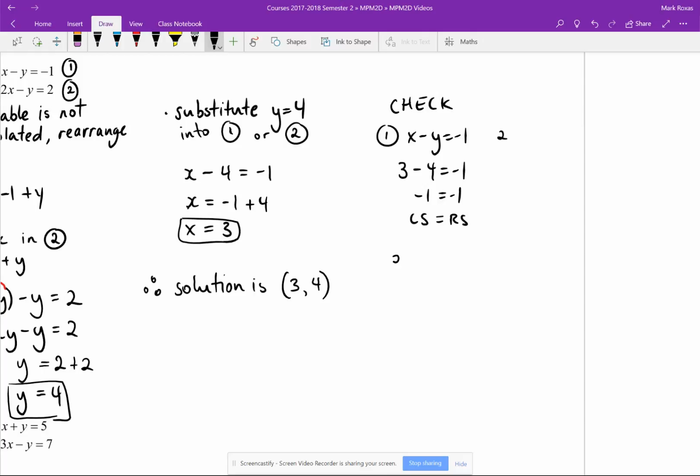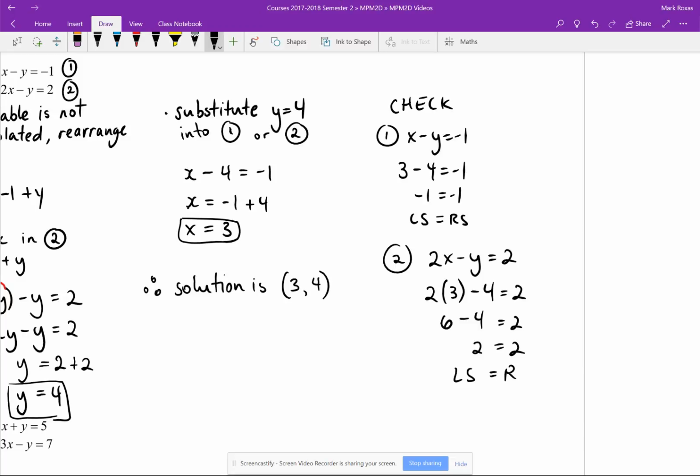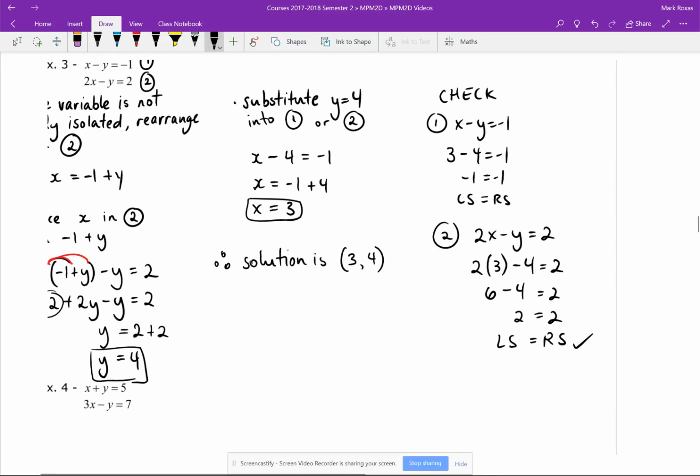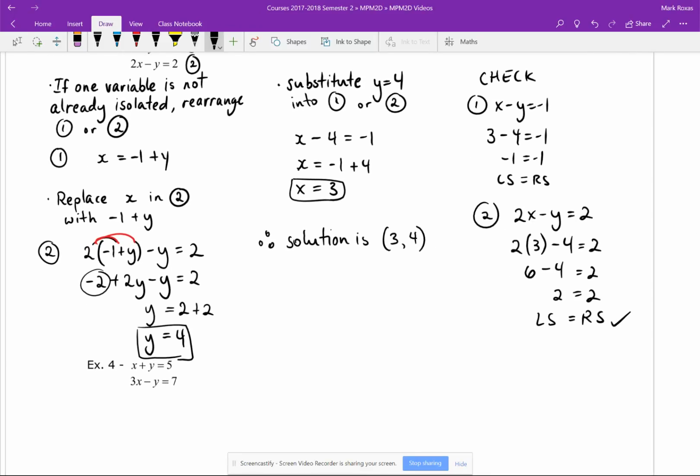Now let's write it down here. So second equation, which is 2x minus y equals 2. So 2 times x, x is 3, so replace it with 3, minus y, which is 4, equals 2. So 2 times 3 is 6, minus 4 equals 2. 6 minus 4 is 2, so 2 equals 2. Left side equals right side. Okay, so we just checked our work. It checks out. The solution is correct, and the reason why it's correct is because the x and y values satisfy both equations.